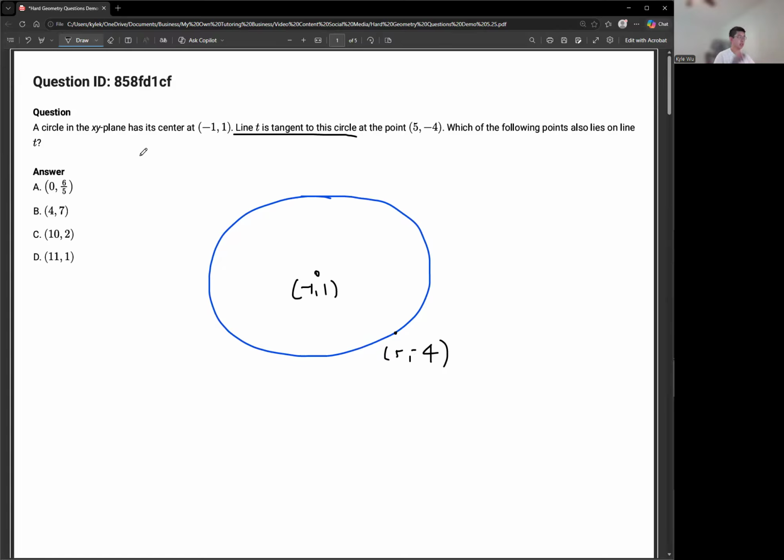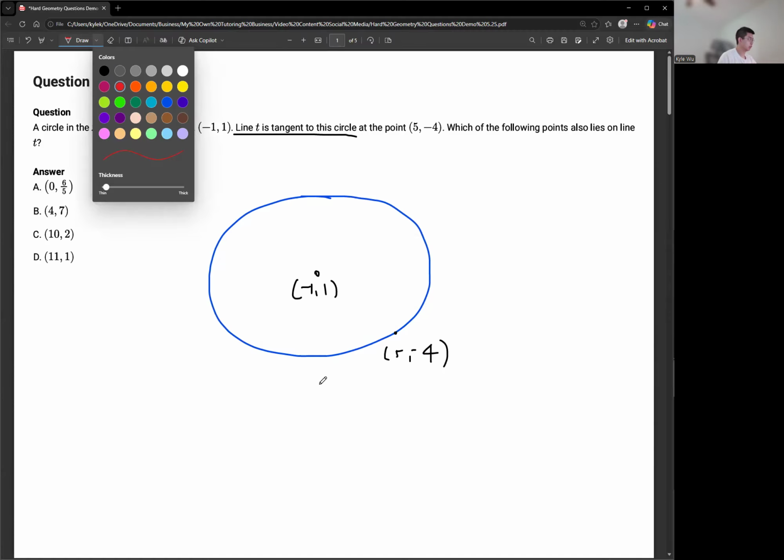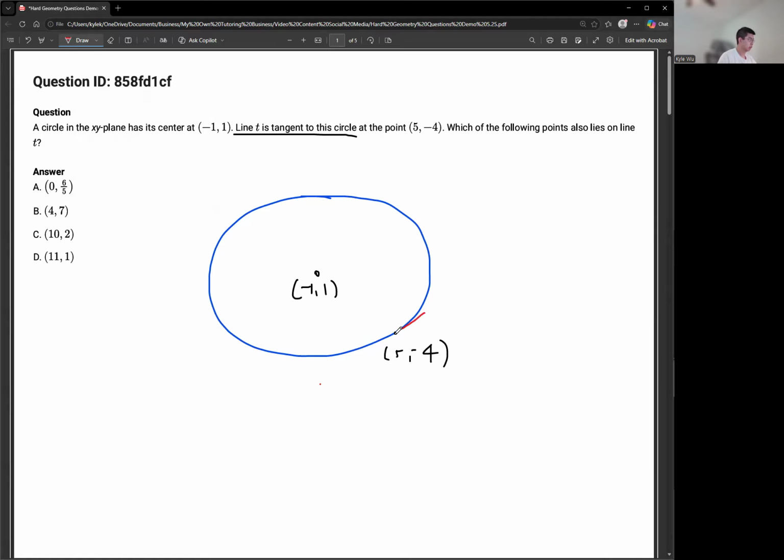So having a line that is tangent to any shape means that it only intersects at that one point. Okay, so line T may look like this. It's just intersecting the circle at that one singular point right there, which is 5 comma -4. Now, an extension of a line being tangent is that this word tangent essentially means perpendicular.